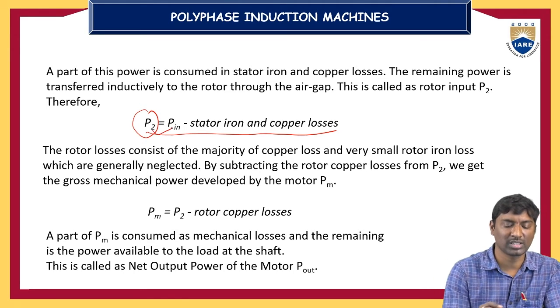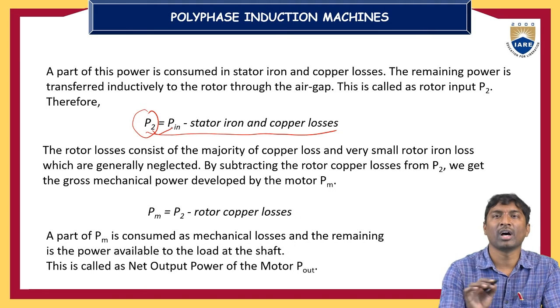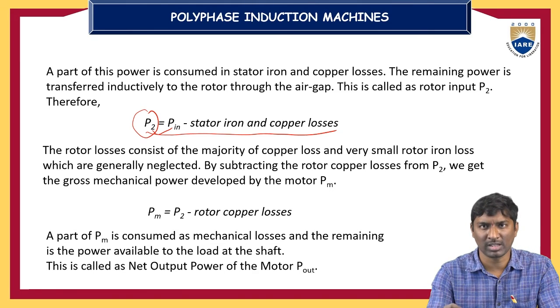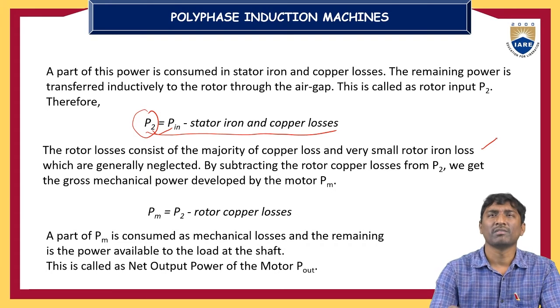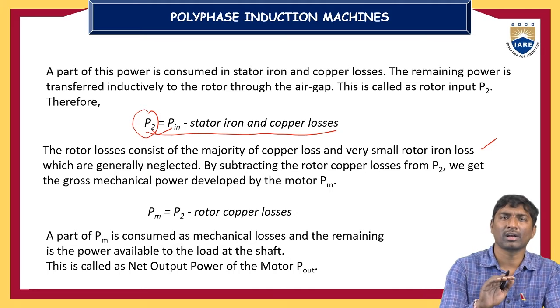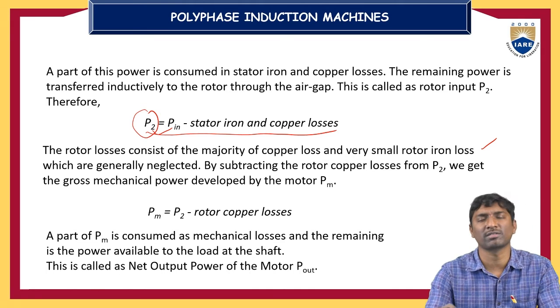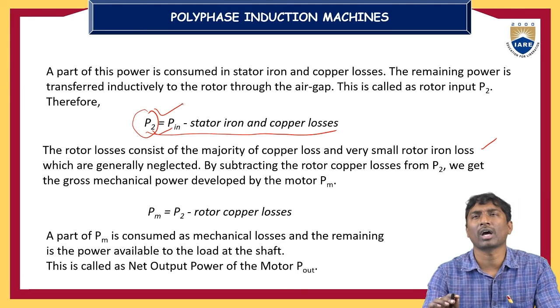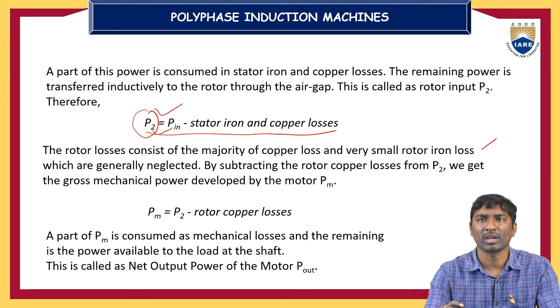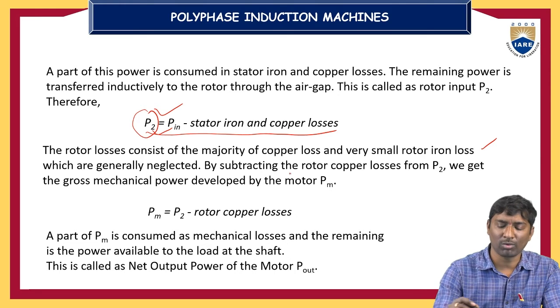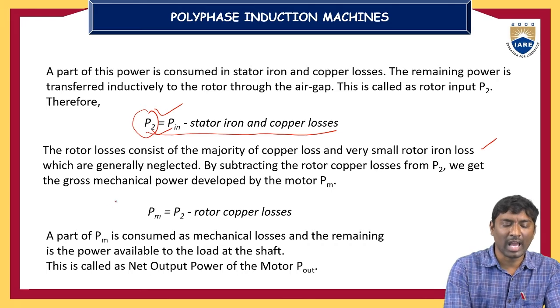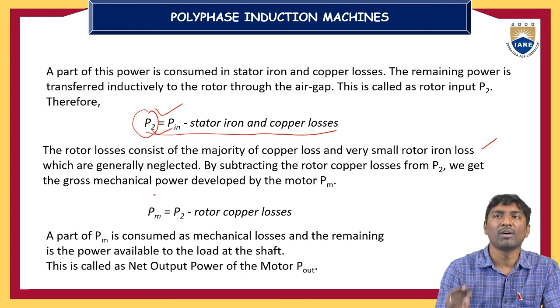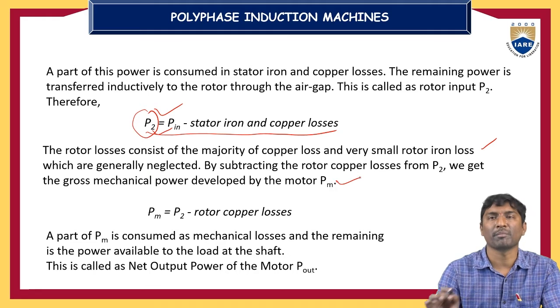So this P2 consists of what? It consists of the majority of copper losses and the very small rotor iron losses we have here. These iron losses are generally neglected. So that's why this is called the rotor copper losses only. Okay. So by subtracting the rotor copper losses from this P2, we can get the gross mechanical power developed by the motor, that is P mechanical.